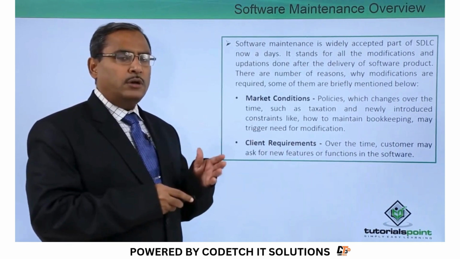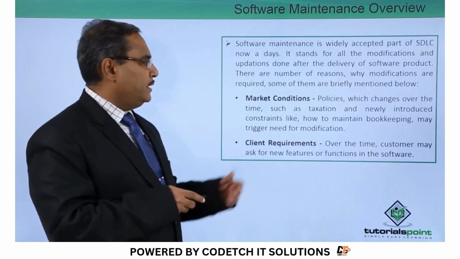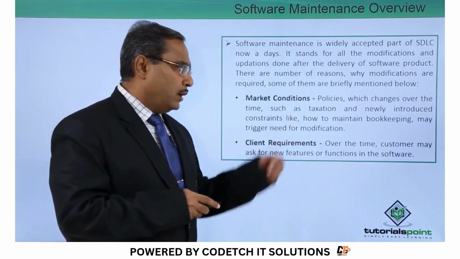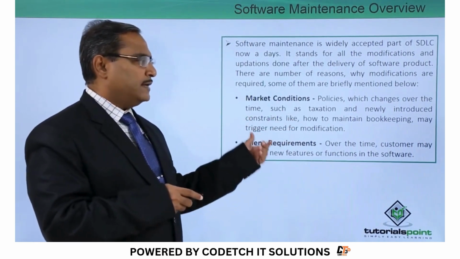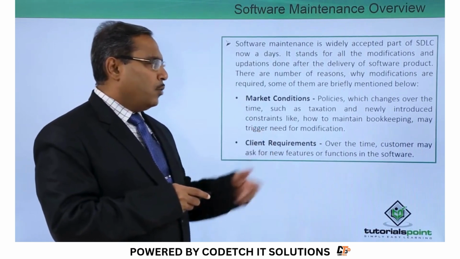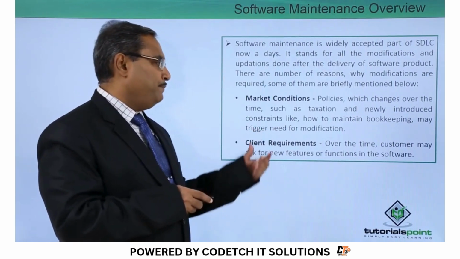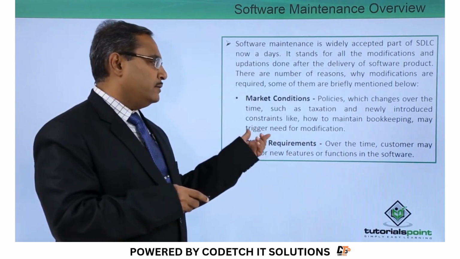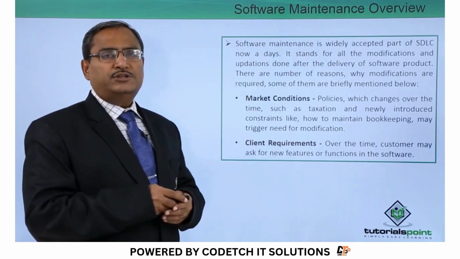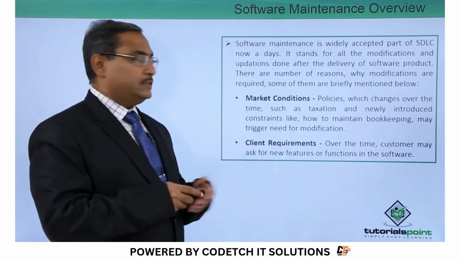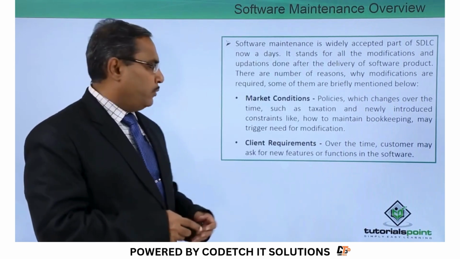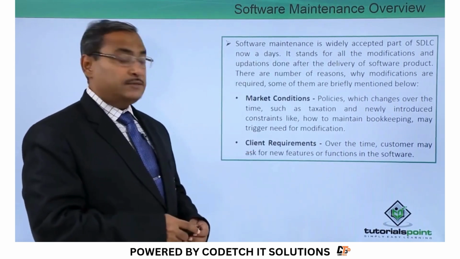So let us go for the respective causes. The first one we are considering is the market condition. Policies which change over time, such as taxation, or newly introduced constraints like how to maintain bookkeeping, may trigger the need for different modifications. So due to a change in government policy or in market conditions, maintenance might be required. Next one is our client's requirement.